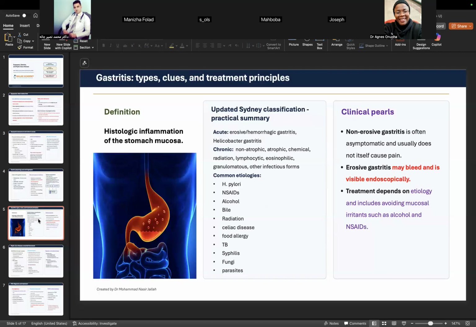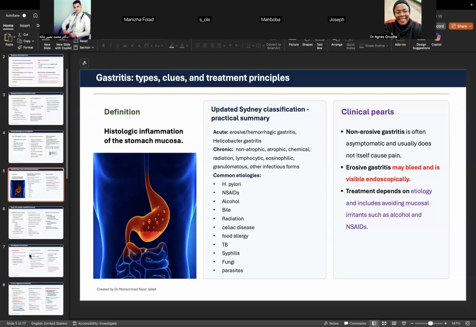Why? Because erosive may bleed and it is visible endoscopically. So it means the chances of this turning into an ulcer and progressing to malignancy are higher. So in this case, this patient is going to take the PPI indefinitely. Okay? Erosive, indefinitely. Non-erosive, the patient takes PPI as needed. Treatment depends on etiology and includes avoiding mucosal irritants such as alcohol and non-steroidal anti-inflammatory drugs.